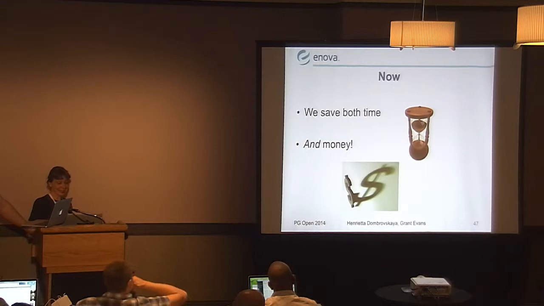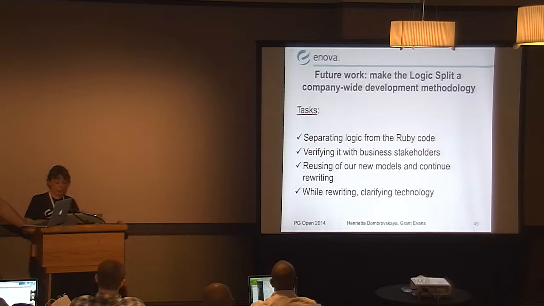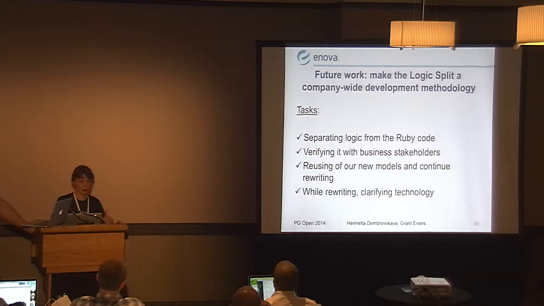And we are not stopping here, because now we are moving to a new platform, and we are continuing to separate logic from Ruby code. Interestingly, does anybody have any business logic in your applications anywhere outside of the application code? Raise your hands, because we do not have it. For most applications, the logic is in the code. So we need to extract this logic from the Ruby code, verify with business stakeholders, reuse, rewrite, and move on, and improve.